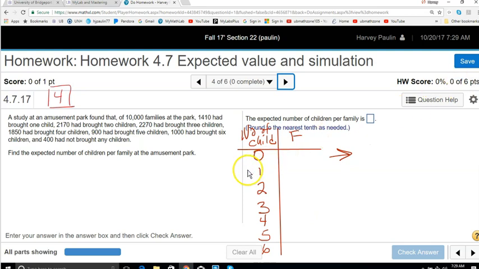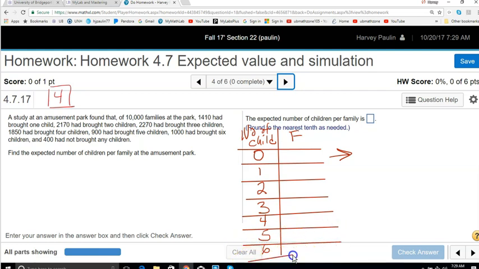So we're helping you create a little chart to record your data. And we're doing it together. And all of this takes time, of course. Now, how many families do we have that, let's start right here, had brought one child? So this is 1410. 2 children, 2170.